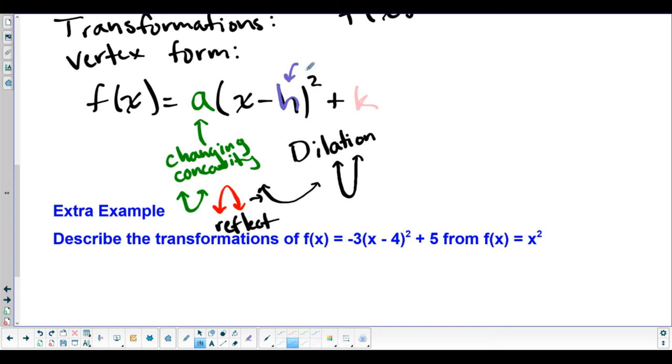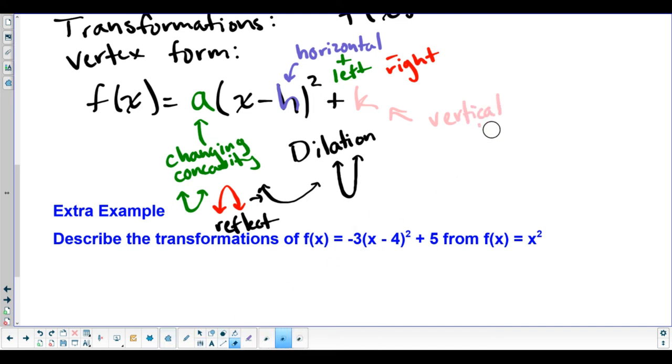This h value, that's the thing that you add or subtract in the parentheses, shifts you horizontally. If you want to remember, h for horizontal. And just remember that when you add, you actually go left, and when you subtract, you actually go right. That's really important. And then k is your vertical transformation, k for vertical, I guess. Vertical translation, meaning up or down. And this one just plays by the rules. If you add, you go up. If you subtract, you go down.